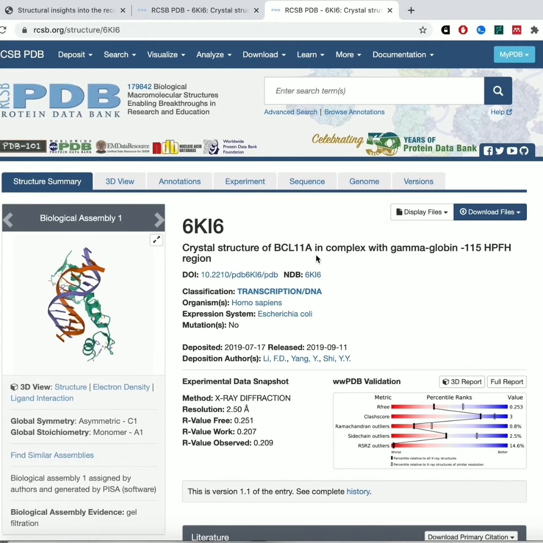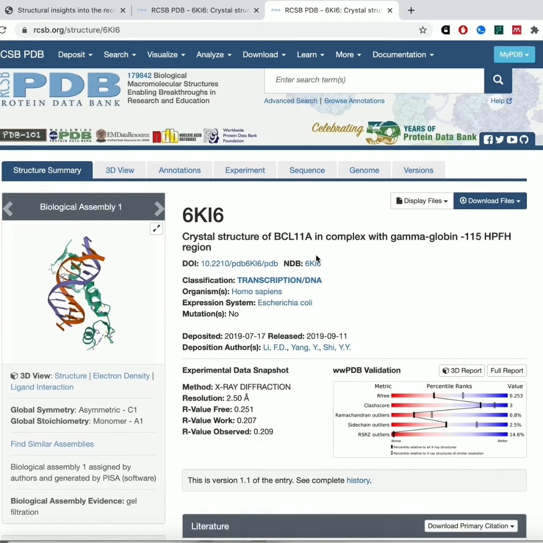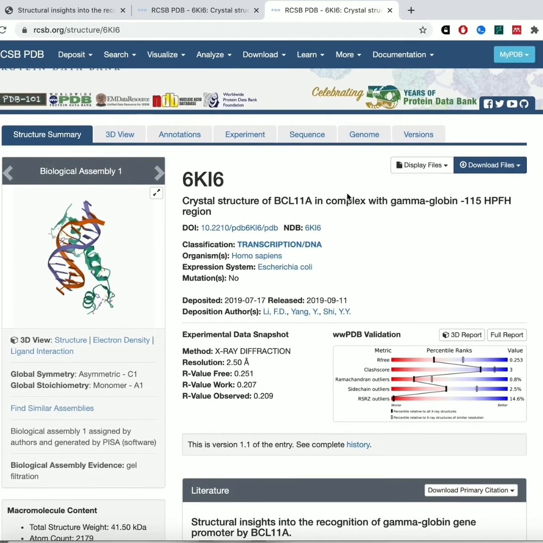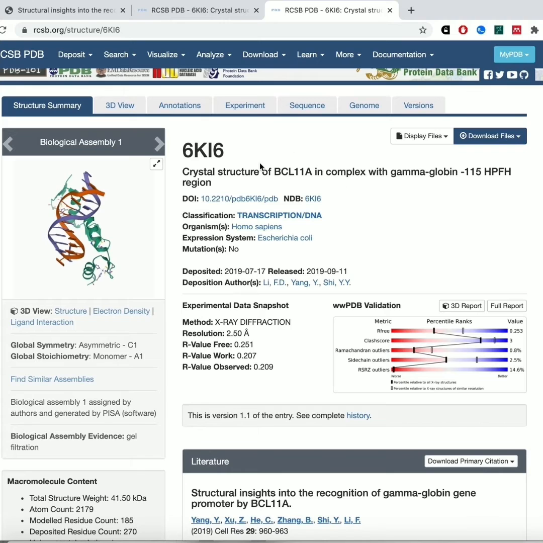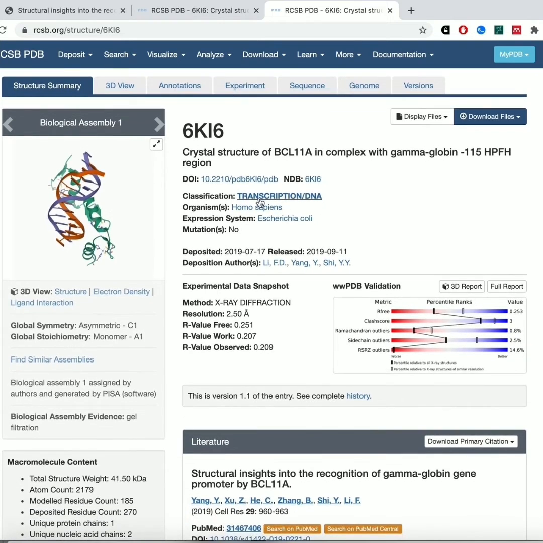And here you find that. So you can see a number of different things here. If we just look at the basic information, it'll tell us the type of protein it is, the organism. This is a Homo sapiens, so it's a human protein. It was expressed in E. coli, so basically they used bacteria to make the protein for them.